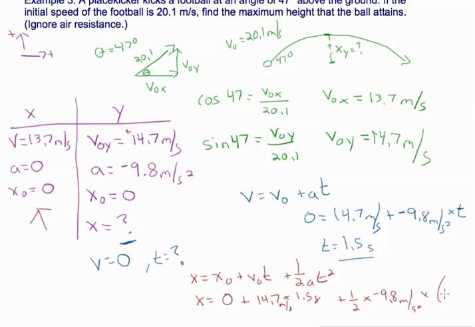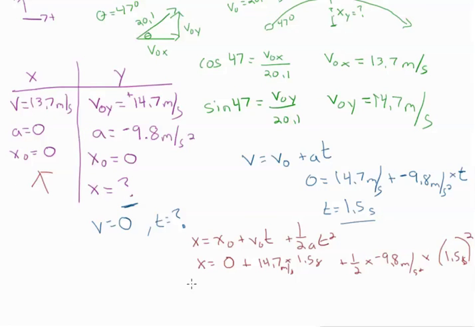Then we scroll down just a little bit more. You get 22.05 meters plus negative 11.025. And we end up with meters again because the seconds squared cancel each other out. And then if we add these two numbers, we get 11.025.